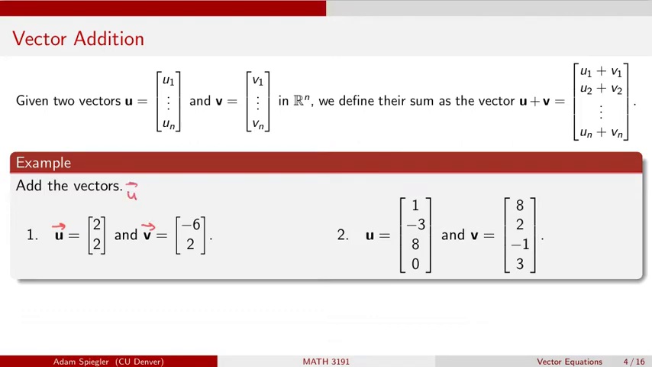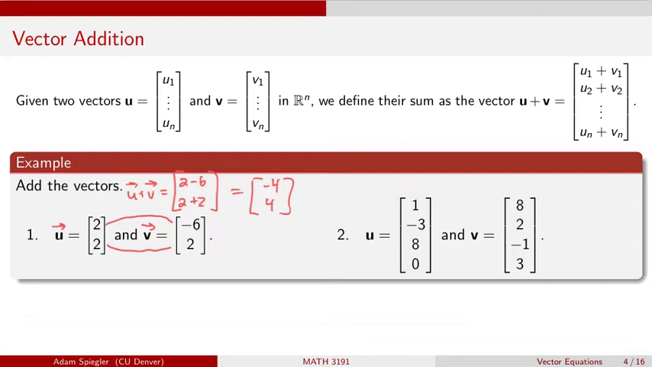So if I want to write the sum of u plus v, then I would just add the components. I'm going to take the 2 plus the minus 6, and I'm going to take the 2 plus the 2. So I add the 2 and the minus 6, I add the 2 and the 2, and out comes a vector minus 4, 4. So that would be the sum of those two vectors, and that's it.